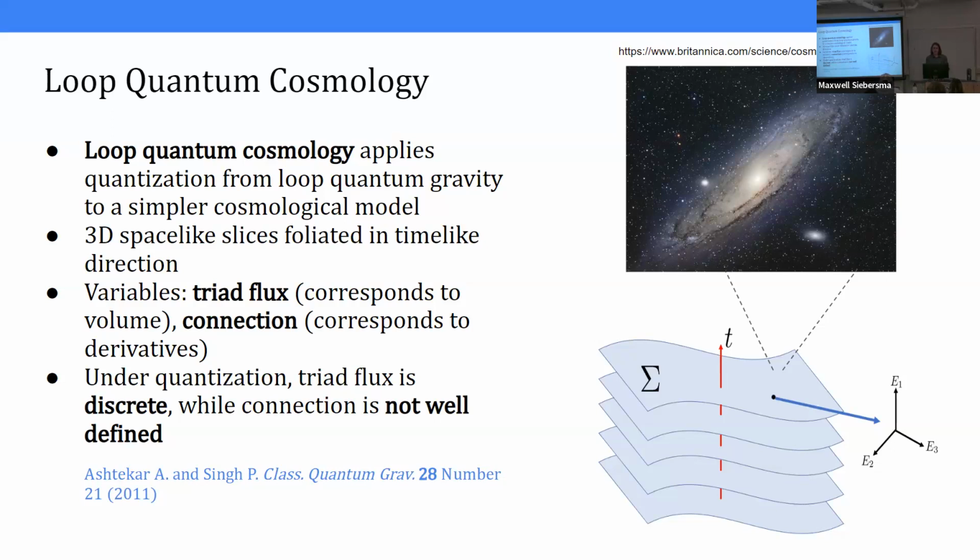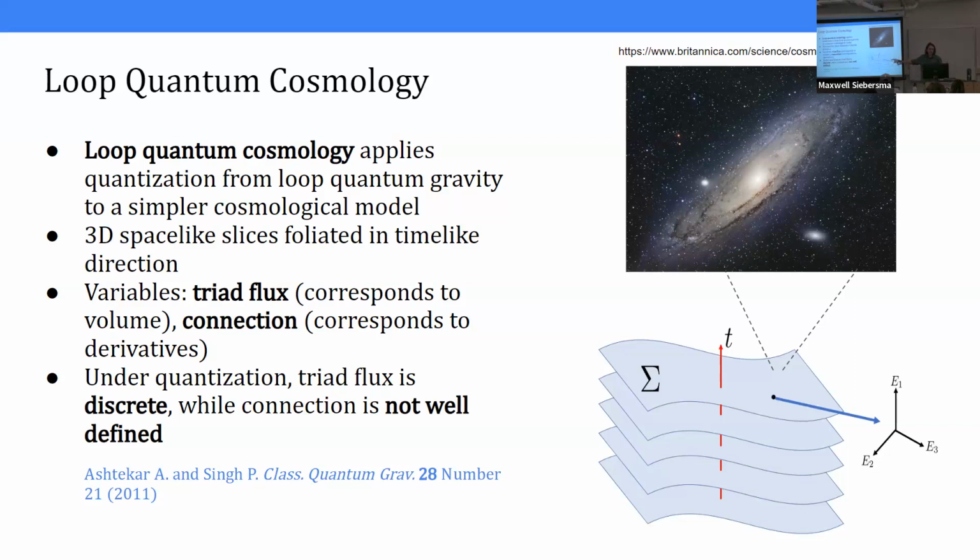The main variables we get in this theory are called the triad flux and the connection, which are pretty fancy sounding names, but the triad flux basically corresponds to a volume element of space, and the connection tells us how we take derivatives on these slices.